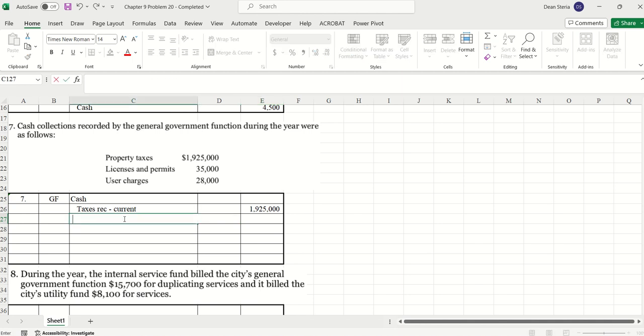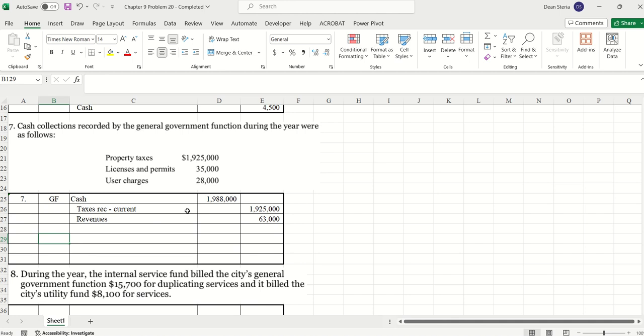Oh, and then this is the revenues of 63,000. Which means the cash that we got is the 63 plus the 1925. So we got 1988 for cash, which incidentally is the year I graduated from Plattsburgh State, 1988. Fun facts.